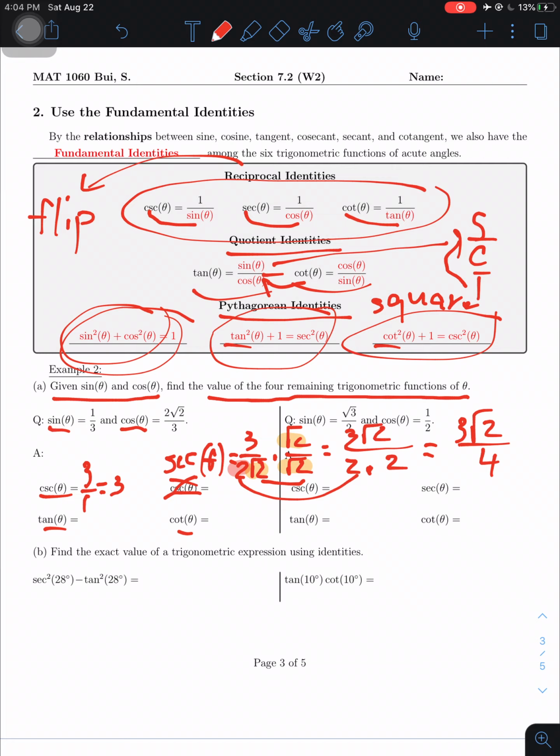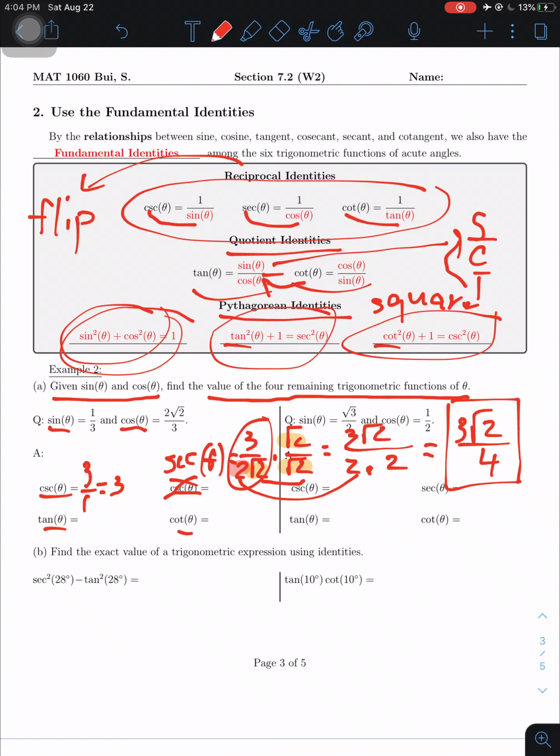Okay. Now, once again, in the test, in the assessment, I'm okay with this answer, but I would prefer this answer. That's why I box it, because it looks really beautiful to me. Okay, those 2 are the easy ones, right? Because we just flip them. There's no big deal. Now, tangent and cotangent.